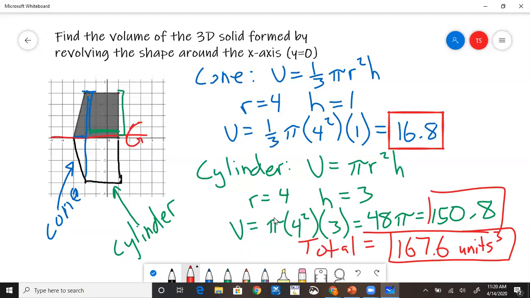So what we did here is we took our original shape, our trapezoid, revolved it around the x-axis, and created a three-dimensional solid. The left side of that, in the blue section, was a cone with a radius of 4 and a height of 1. And the right side, the green section, was a cylinder with a radius of 4 and a height of 3. We found those individual volumes, and then we combined those together to get the total volume of 167.6 cubic units.